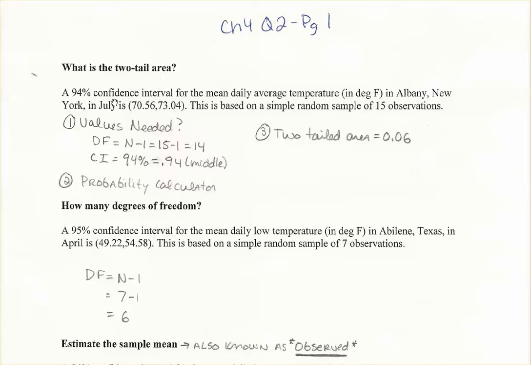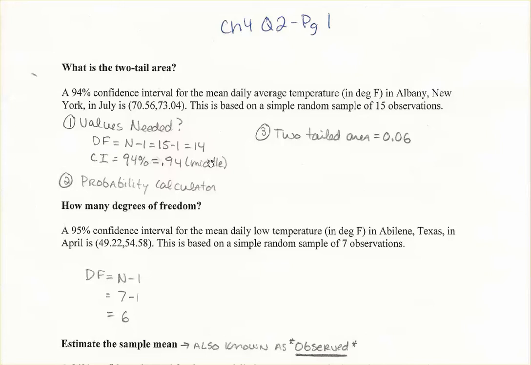It says a 94% confidence interval for the mean daily average temperature in Albany, New York is 70.56 and 73.04. This is based on a simple random sample of 15 observations. To find the two-tail area, you're going to need the degrees of freedom, which is n minus 1, so 15 minus 1 is 14, and your confidence interval, 94%, which is equal to 0.94, and that's going to be your middle value.